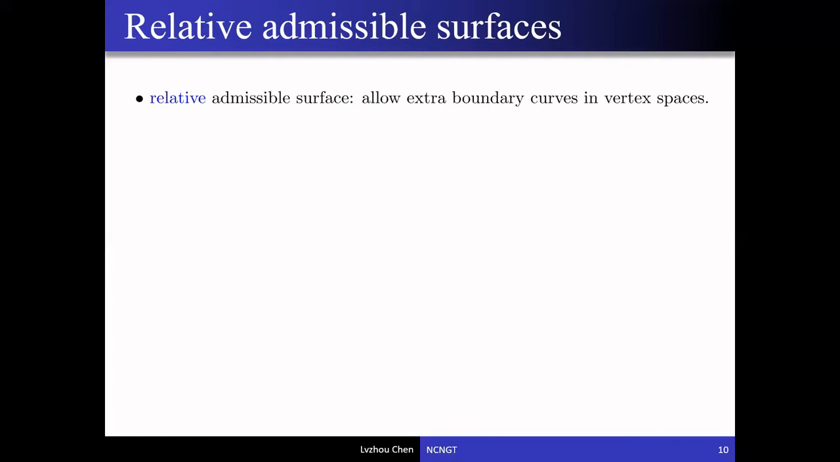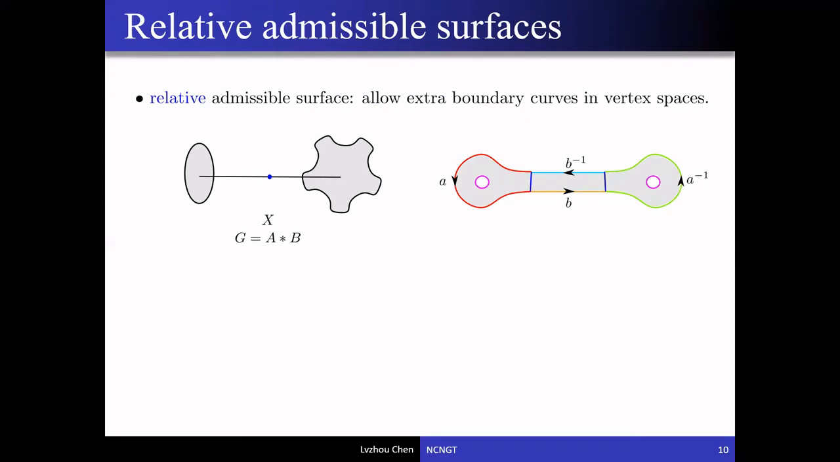Recall that in the definition of an admissible surface for a given loop gamma, we require all the boundary components to wrap around gamma, possibly several times. In a relative admissible surface, we allow certain boundary components to wrap around curves that are supported in vertex spaces. And here's an example. We take a wedge of two spaces. So the space here corresponds to a free product of two groups.